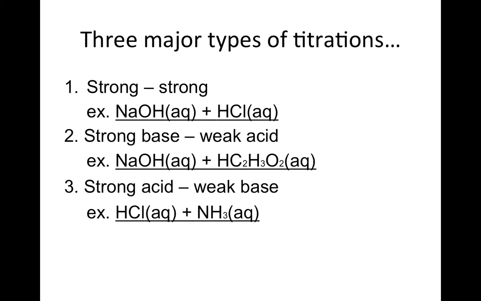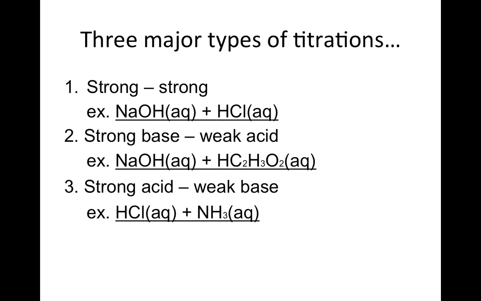There are three major types of titrations. So one is a strong acid against a strong base. So copy down the example. Sodium hydroxide plus hydrochloric acid. Both of those are strong. At the equivalence point, this is going to be pH 7, neutral.